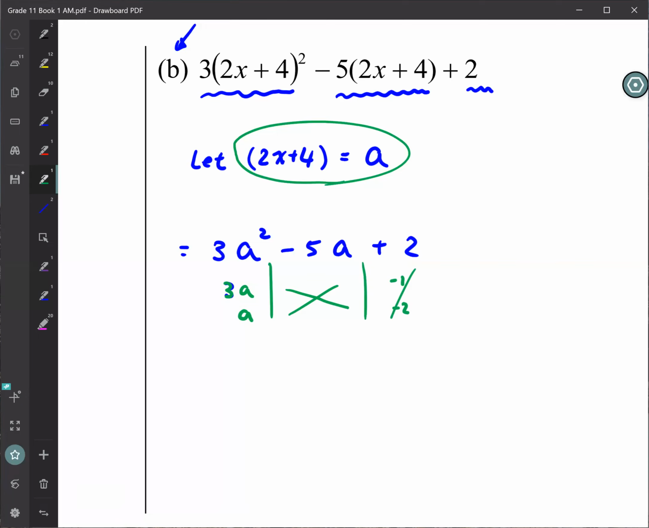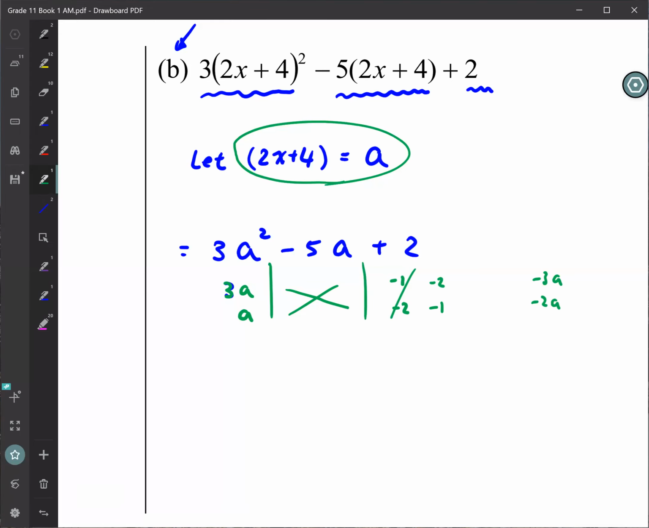What other way? Yeah, -2 and -1. You could also swap the numbers around, right? Up, down. Now if you cross multiply, you get -3a and -2a. Now it matches, okay? Sometimes it doesn't work. You either swap the sign or swap the numbers, okay?